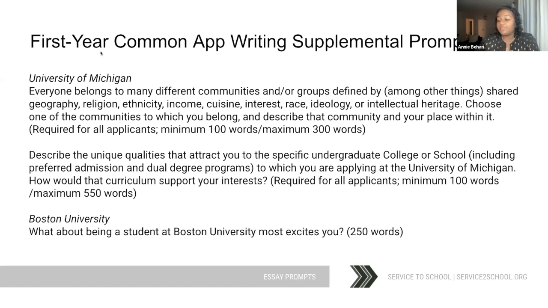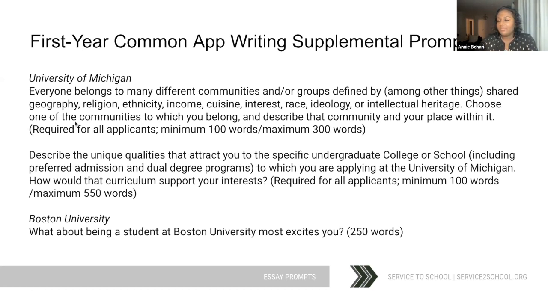So here's Michigan's prompt, which is for first-year students, and it's basically what we call a community essay. So it's asking, what community are you a part of, and how would you describe your place in that community? This is actually a pretty tame one. Brown has one that is a little bit more complicated, which is, what community are you a part of? How do you participate in it? And how will you contribute to that community at Brown? So this one is not as intense as it could be.